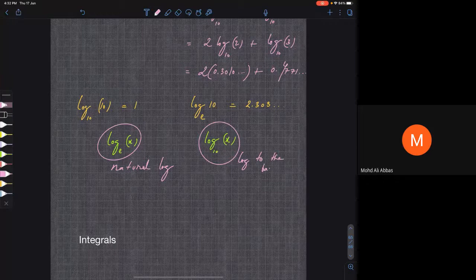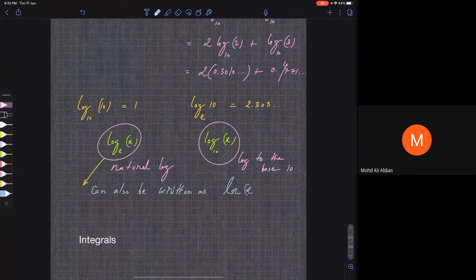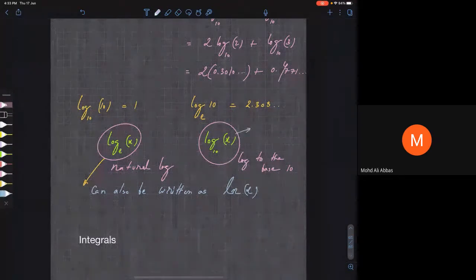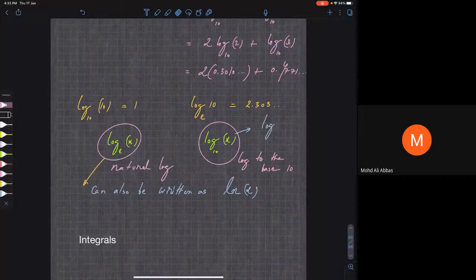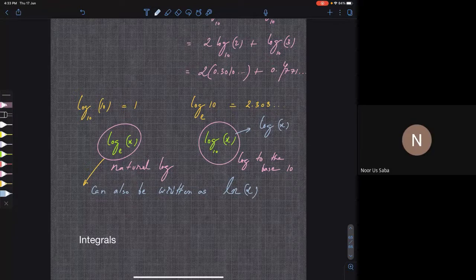Natural log is a logarithm with base e. Okay, so natural log can also be written as ln x. Clear? Now, if only log is written and he is not specifying anything, only log x is given and the base is not written, then by default the base will be 10. You are getting my point? Yes, sir.